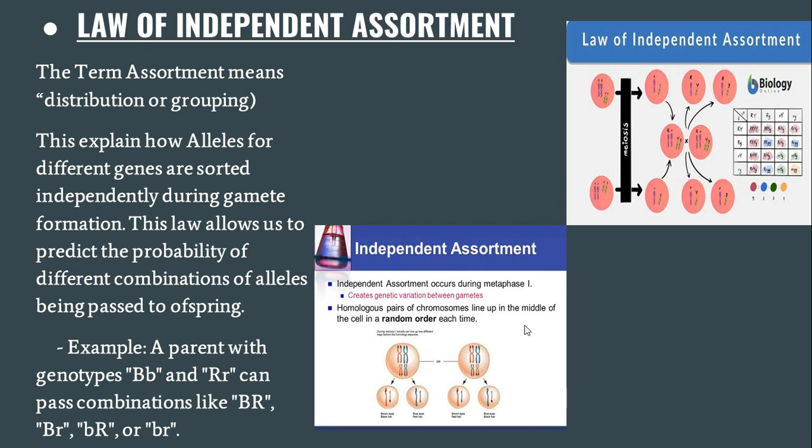So the probability of the offspring having brown eyes and black hair is one, and the other one is to have blue eyes and red hair. So that will be 2:2. It will be 2:2 because the homologous chromosomes are in pairs. So let's go to the next slide.